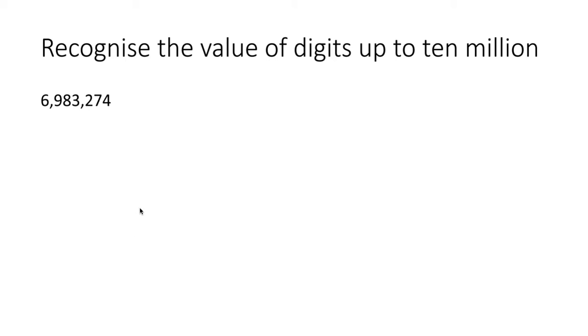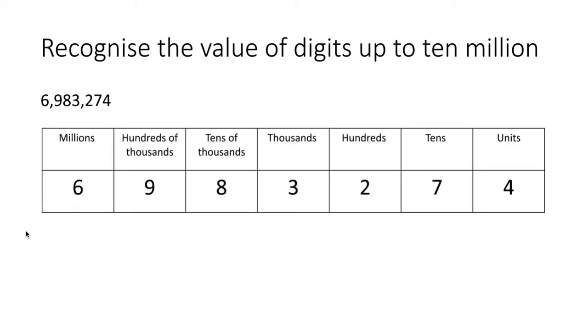So today we're moving on and we're going to be recognising the value of digits up to 10 million. So we're still looking at these large numbers, but this time we're really homing in on what each of these digits actually represent. Because the 6 right here represents 6 million in this one. I've drawn a place value chart again for you, and we'll be working with these again today. So you can see the 6 goes into the millions. This is representing 6 millions.